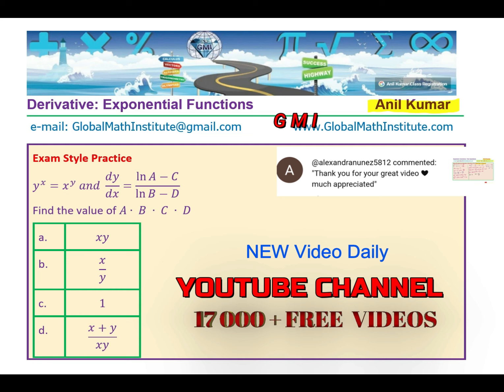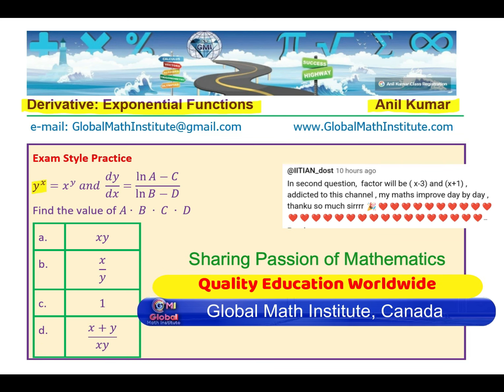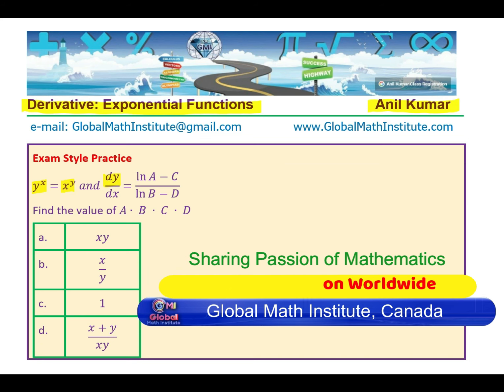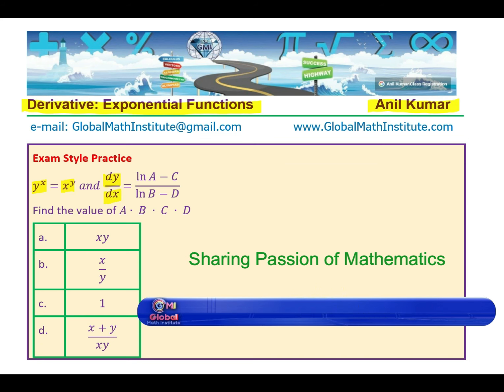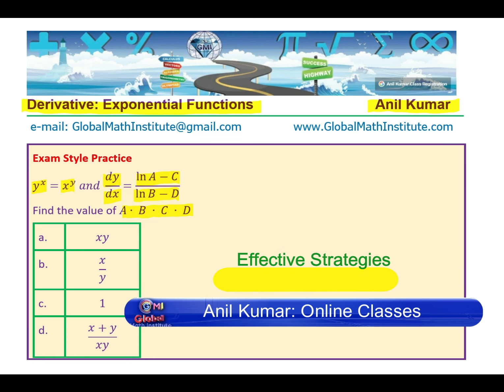Here we have an excellent example based on the derivatives of exponential functions. y to the power of x is equal to x to the power of y. And we are also given that dy/dx is (ln a minus c) divided by (ln b minus d). Find the values of a times b times c times d. Four choices are given to you. You can pause the video and answer the question.